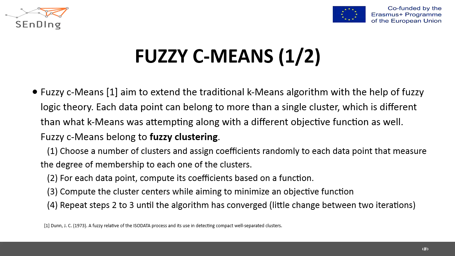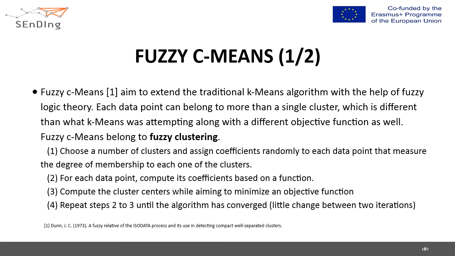Fuzzy C-means aims to extend the traditional K-means algorithm with the help of fuzzy logic theory. Each data point can belong to more than a single cluster, which is different from what K-means was attempting, along with a different objective function as well. Fuzzy C-means belongs to fuzzy clustering.